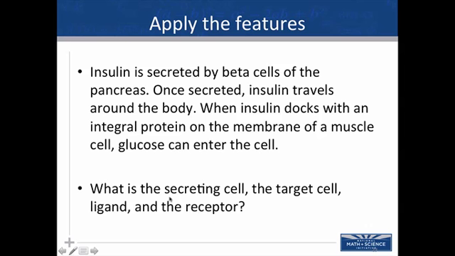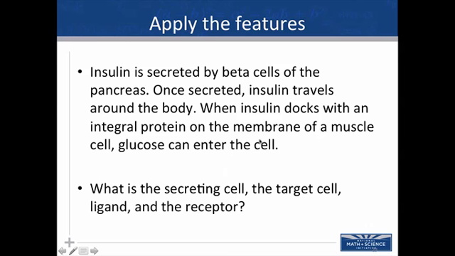Let's see if you can use those terms and identify each of those terms in this very specific example with insulin. So what is our secreting cell? That would be the cell that is actually producing the insulin. So it says here that insulin is secreted by beta cells of the pancreas. So those are our secreting cells.